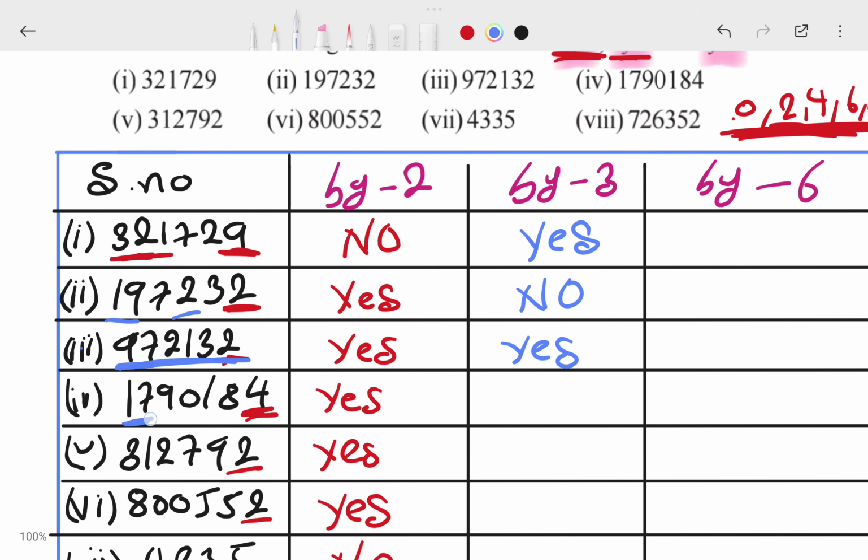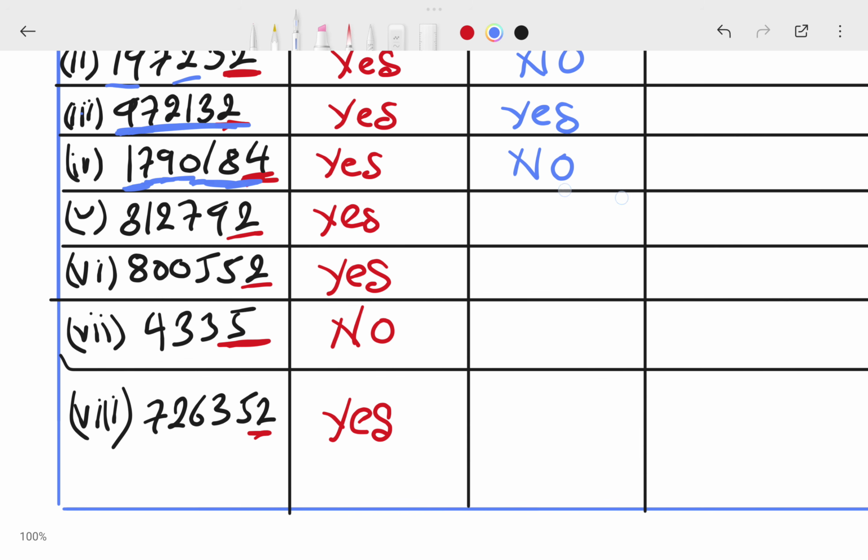Okay, 1 plus 7, that's 8. 8 plus 9, 17... Okay, 1 plus 7, that's 9. 9 plus 9, 18. 18 plus 0, that's 18 only. 18 plus 1, 19. 19 plus 8, 27. 27 plus 4, that is 31. Is 31 in the 3 table? No, 31 is not in the 3 table. So this is no. Okay, now let's check this one.